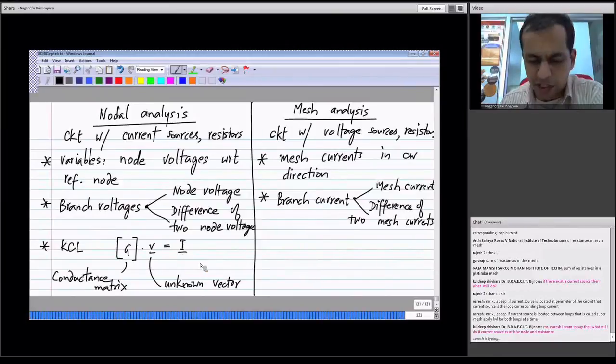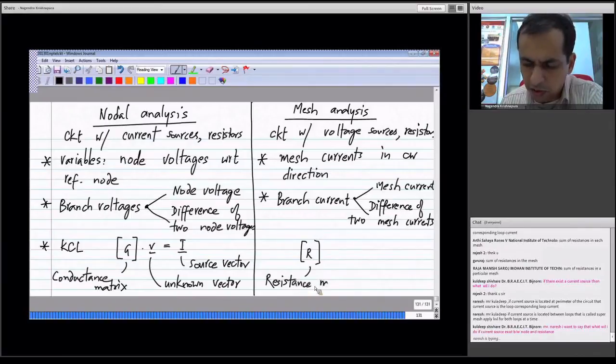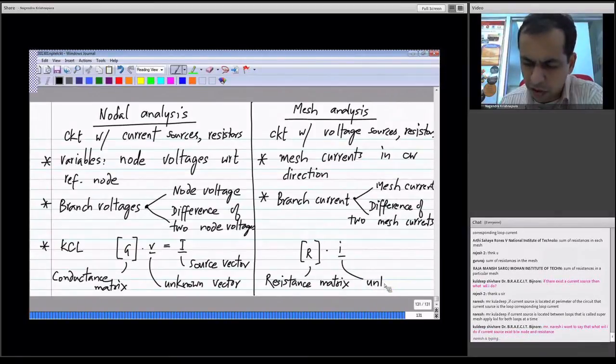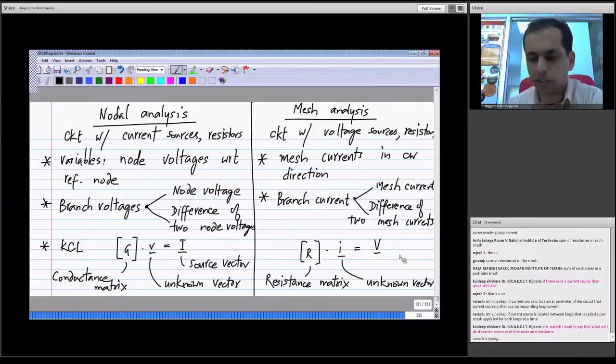And in case of mesh analysis, you will have the resistance matrix, which consists of resistances only, times the vector of unknown currents, that is the mesh currents, equals the source vector, which consists of voltage sources in each mesh. When I say source vector, obviously I mean independent sources.